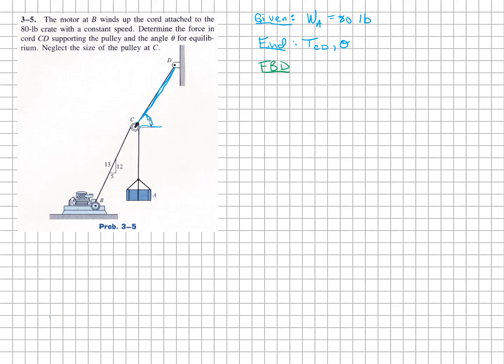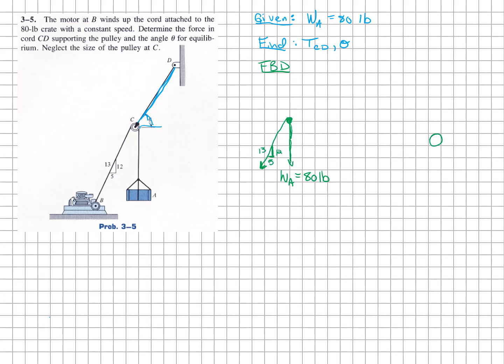I'm going to draw my free body diagram of the pulley here. So the weight coming off of it, the weight at A is 80 pounds. And then we have the tension coming off here from B to C, and it has an angle as dictated by this 5, 12, 13 triangle.